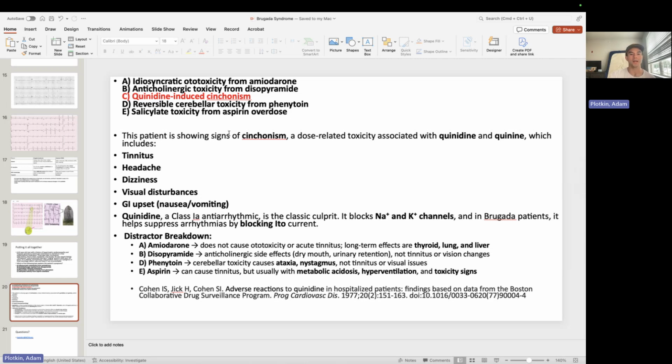None of that here. So again, cinchonism, because we talked about quinidine throughout this lecture. Cinchonism, very high yield side effect. Tinnitus, headache, dizziness, visual disturbance, GI upset, all right?